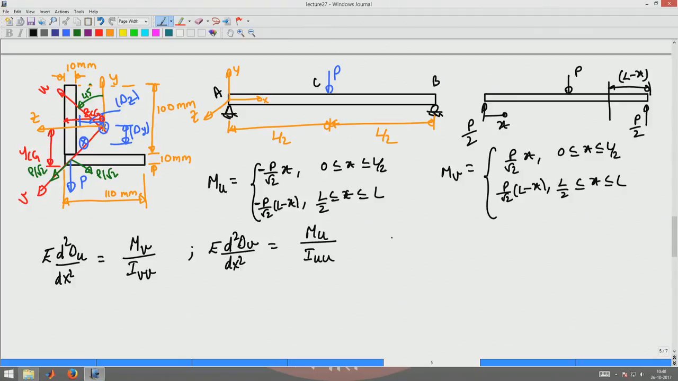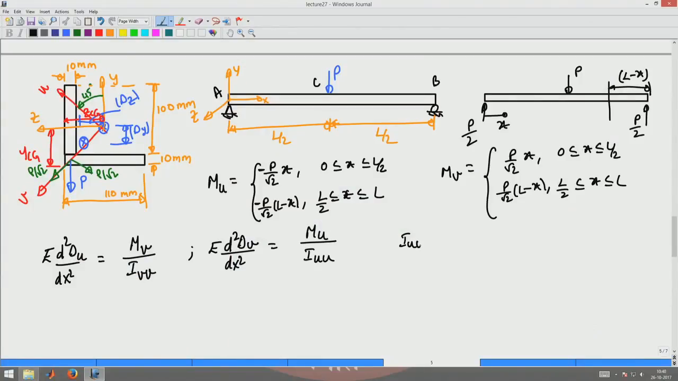Now I know that I can use Mohr's circle equations to find IUU and IVV from IYY and IZZ, which were the same for this cross section. So the expression for IUU would become IYY plus IZZ by 2 minus IYZ into sine 2 phi, which is sine of 2 times 45 degrees, so sine 90 degrees. That is 1. IYY and IZZ are the same, so I didn't have a cos 2 phi term. So now this boils down to 1 into 10 power 6 mm power 4.